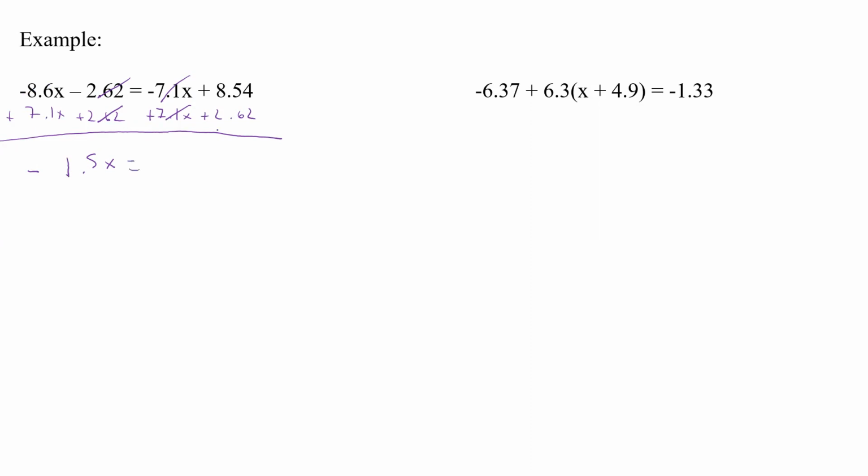Our right side, now if we do that, that's going to be 4 plus 2. That's going to be a 6. 6 plus 5 is 11. Carry 1. 8 plus 2 is 10. Plus 1 more is 11. And our decimal was right there. Now we just have to divide both sides by a negative 1.5.